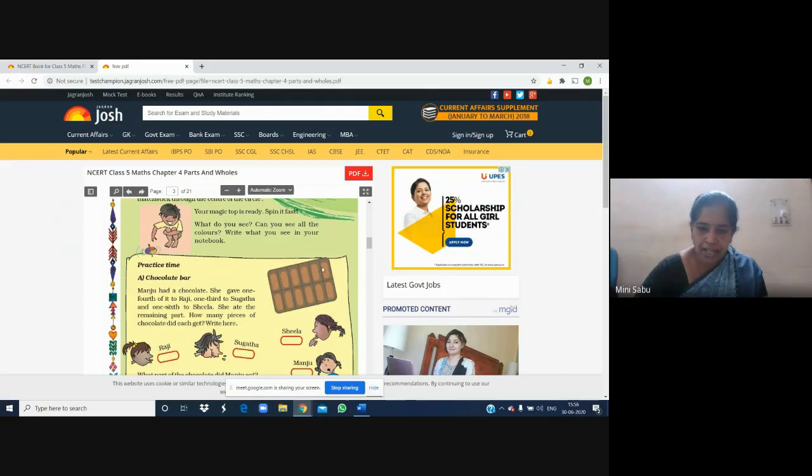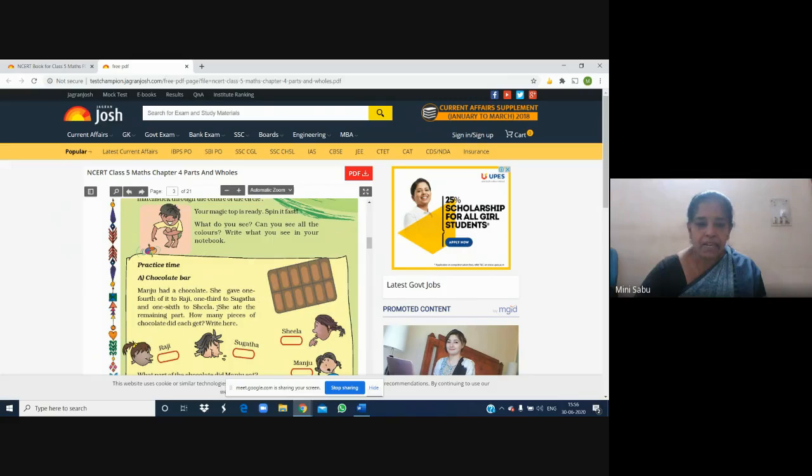Did you see the chocolate? Here is a chocolate for you. But there are 4 children also. And this chocolate is divided into 1, 2, 3, 4, 5, 6. Similar here also 6. 6 plus 6, 12 equal parts. And this chocolate belongs to Manju. This is Manju.